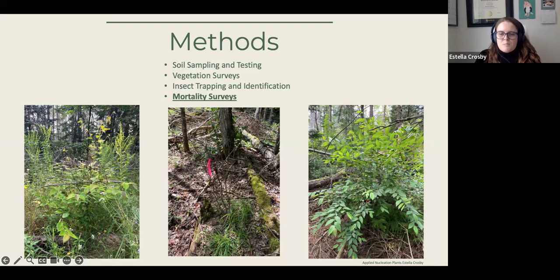And for any plots which received the applied nucleation treatment type, whether or not the applied nucleation shrub/tree was alive or not was also recorded. As you can easily see in the middle picture and less easily in the other two pictures, all the applied nucleation transplants had a piece of flagging tape tied to them, so they could easily be identified as the applied nucleation treatment and not just a shrub or tree growing in the site.